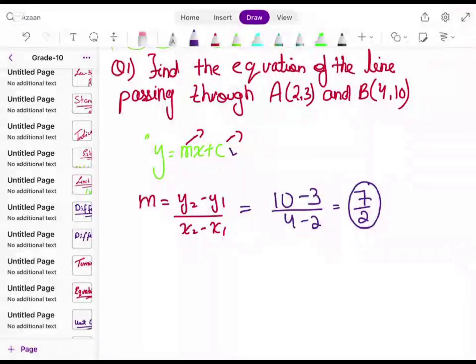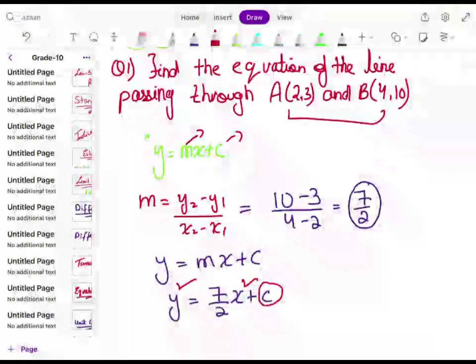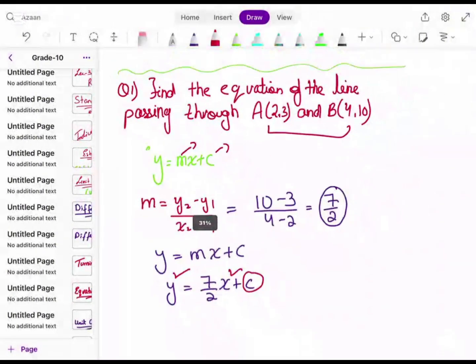Now we need to find the value of the y-intercept. How to find the value of the y-intercept? That is a very important point. I will write y is equal to mx plus c. I know the value of the slope is 7 over 2, so I will write 7 over 2 x plus c. Now to find the value of c, I will put in the values of x and y. I have 2 points, A and B. It's up to you. You can put the point 2, 3, or you can put the point 4, 10. It will not affect your answer.